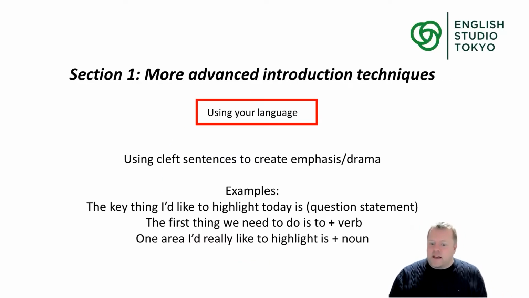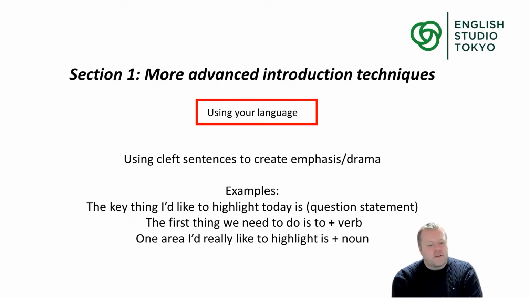One simple technique to make your presentation more impactful is to use cleft sentences. Cleft sentences are sentences that delay. I don't know if delay is the right word. They move the main idea to the end of the sentence, and it creates a little bit of drama, a little bit of tension. So we can say, the key thing I'd like to highlight today is where we're going to move our office to. The key thing I'd like to highlight today is who is going to run this project.